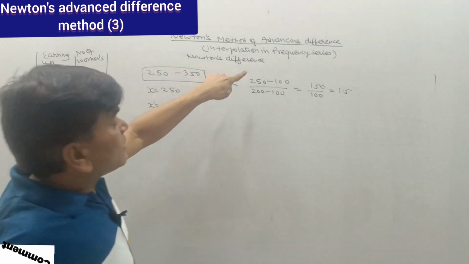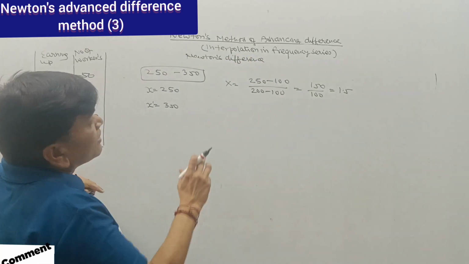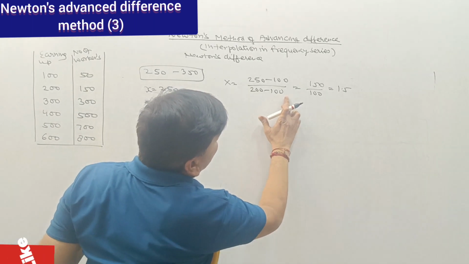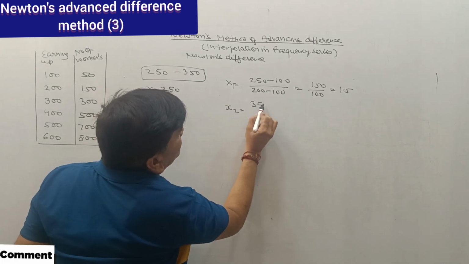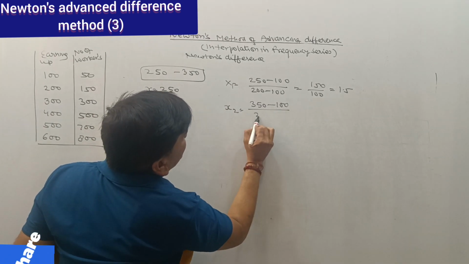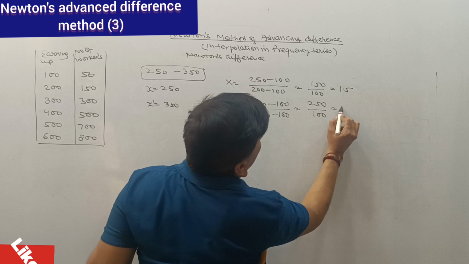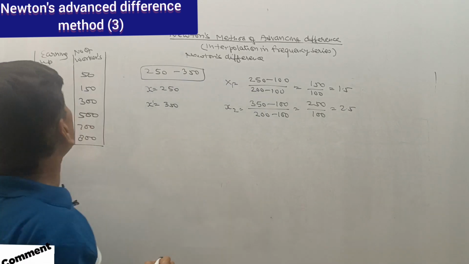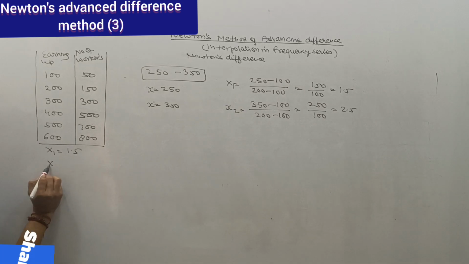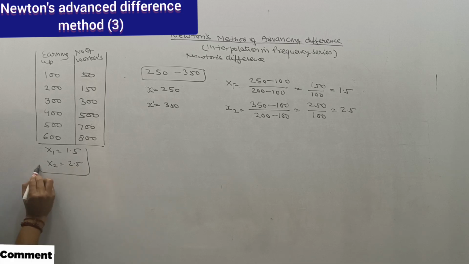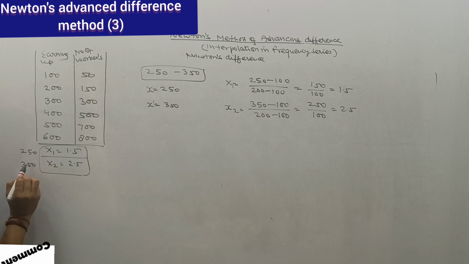Because the interpolate value is 250 minus the origin value, origin is 100, divided by the difference of the two values, that is 100. And x second, that is 350 minus 100 divided by 200 minus 100, so that is 250 divided by 100, that is 2.5. So we have two values of x. The first value of x is 1.5 and the second value of x is 2.5. This is for 250 and this is for 350.